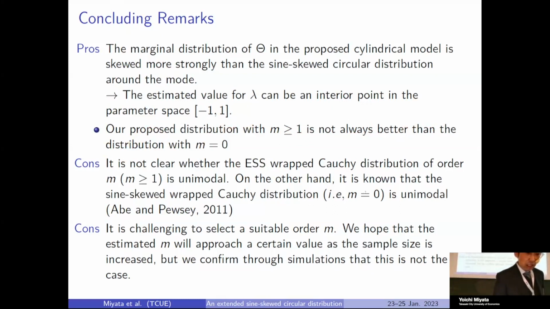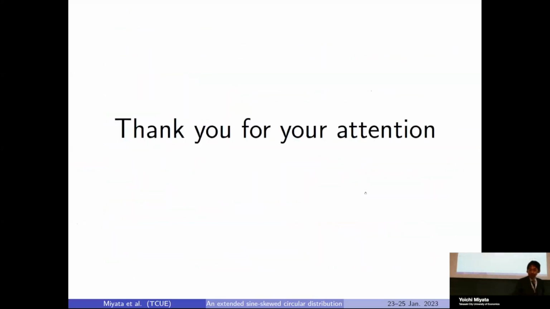Next, it isn't clear whether the ESS wrapped Cauchy distribution is unimodal. On the other hand, it's known that the sine-skewed wrapped Cauchy distribution is unimodal. Finally, it's challenging to select a suitable order m. We hoped that the estimated m would approach a certain value as the sample size is increased. But we confirmed through simulation that this isn't the case. Thank you for your attention.